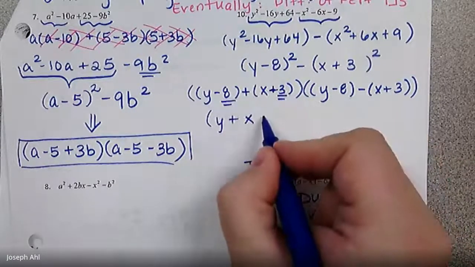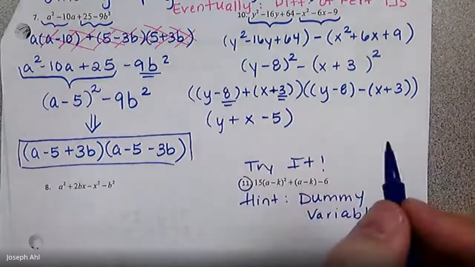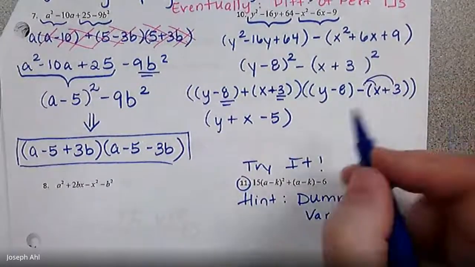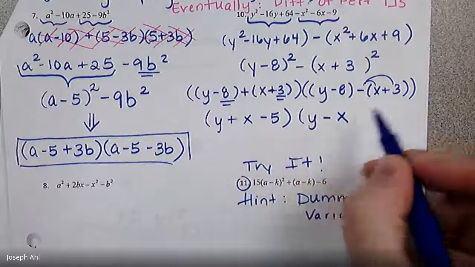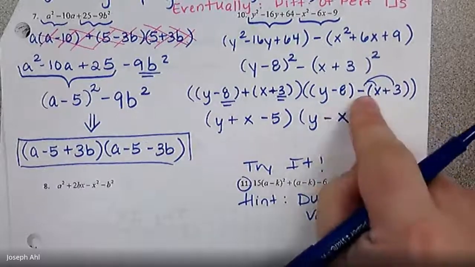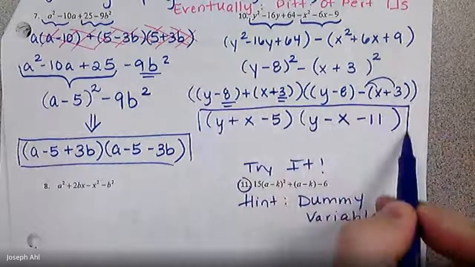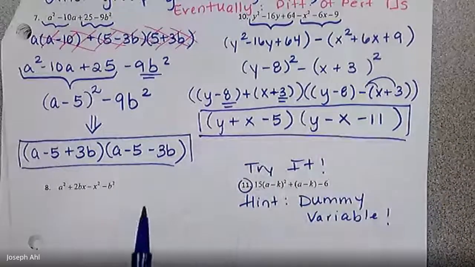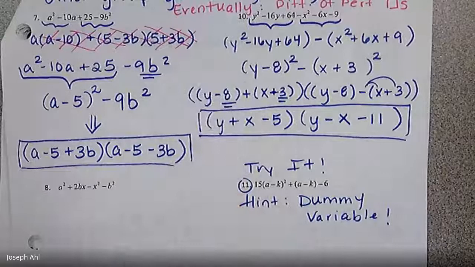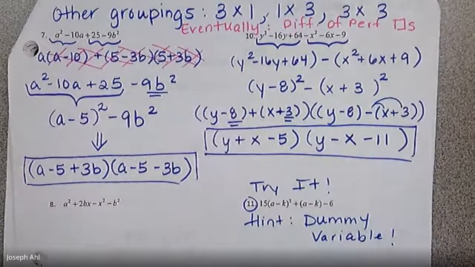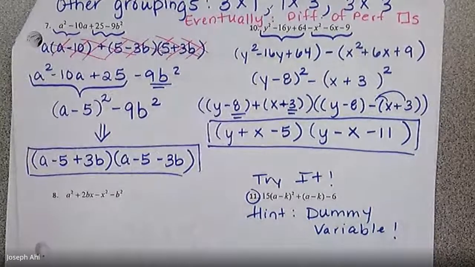Negative 8 and 3 is minus 5. But over here, when I drop the inner parentheses, you have to distribute that negative. So now this is y minus x. Negative 8 minus 3 is minus 11. So in factored form, this is what the final answer looks like for number 10. Definitely of a higher level of difficulty compared to some of the other grouping examples we've looked at.